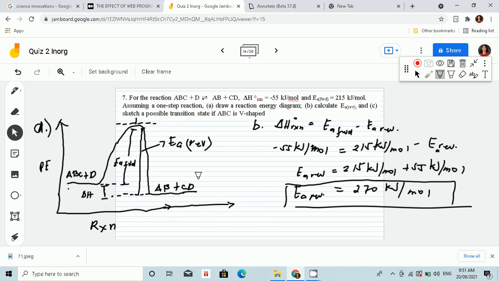So we can identify that we have the correct answer because here in the diagram we can see that the reverse energy of activation is greater than the energy of the forward reaction. And here 270 is greater than 215. So we can say that our solution is correct. Now let's do letter C.